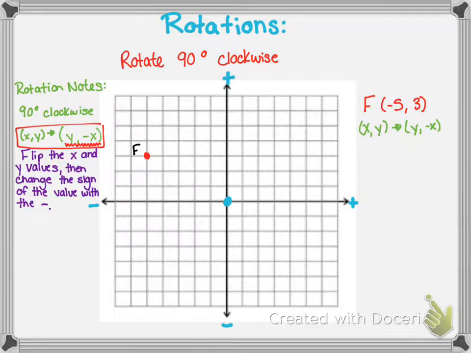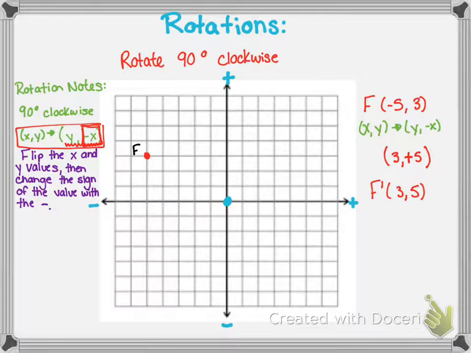So the first thing you have to do here is flip, okay? Now this is not finished. There's 2 steps to this, so we have to flip it. So 3 is going to come first, and negative 5 is going to come second. The second piece of this is to make the sign change with the one that has the negative. So the x value here, which was the x value, is now the y value, needs to change signs. So instead of being negative 5, we're going to make it a positive 5. So my F prime, or my new coordinate, is going to be at (3, 5).